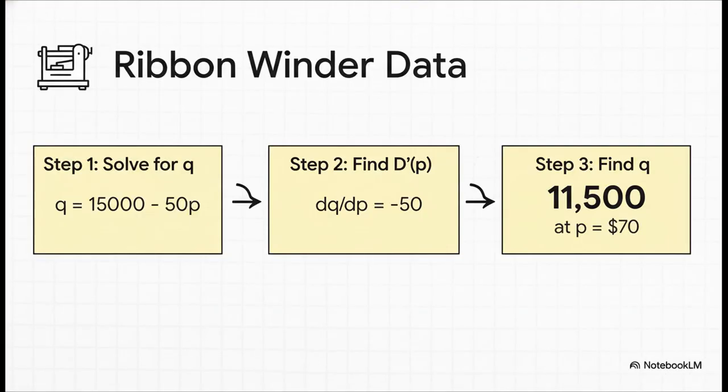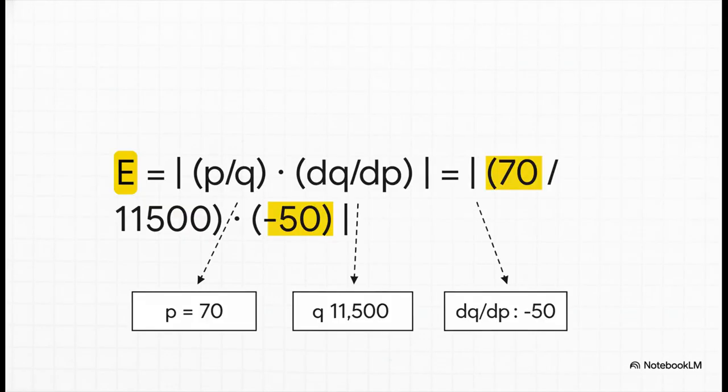All right, here are the details. The current price, P, is $70. The company knows its demand equation is P equals 300 minus 0.02 Q. So, step 1, we just do a little algebra to solve for Q. That gives us Q equals 15,000 minus 50P. Step 2, find the derivative of that. Well, that's super easy. It's just negative 50. And step 3, let's find the quantity sold at our price of $70. We plug that in, and we get 11,500 ribbon winders. And now for the final move. We take all those pieces we just found and pop them into the formula.